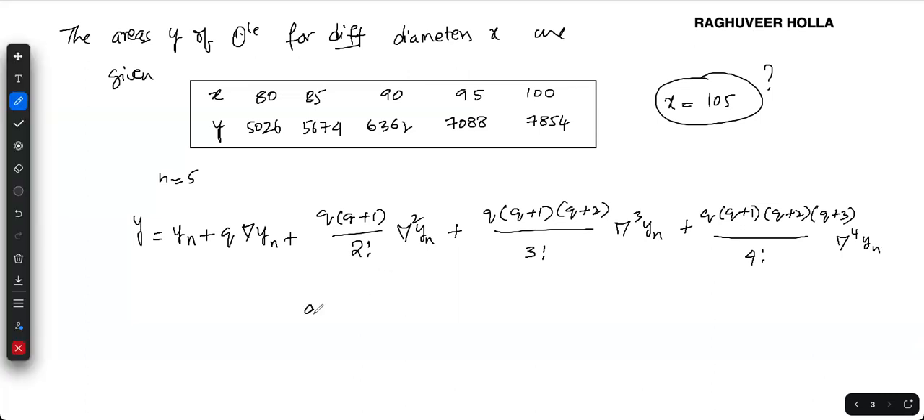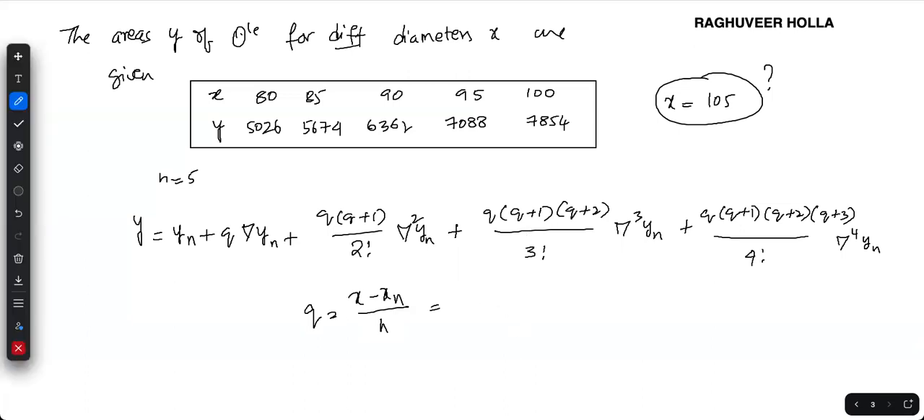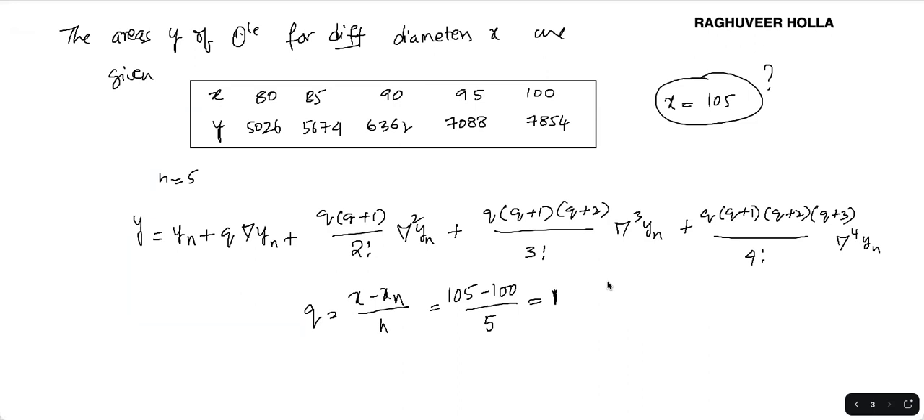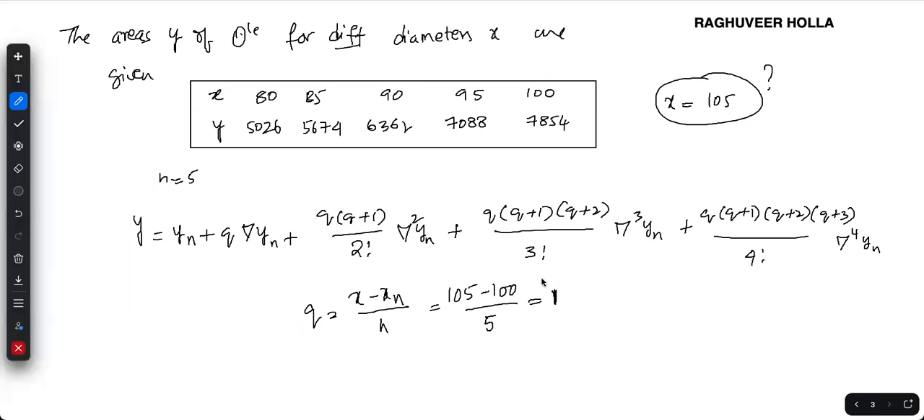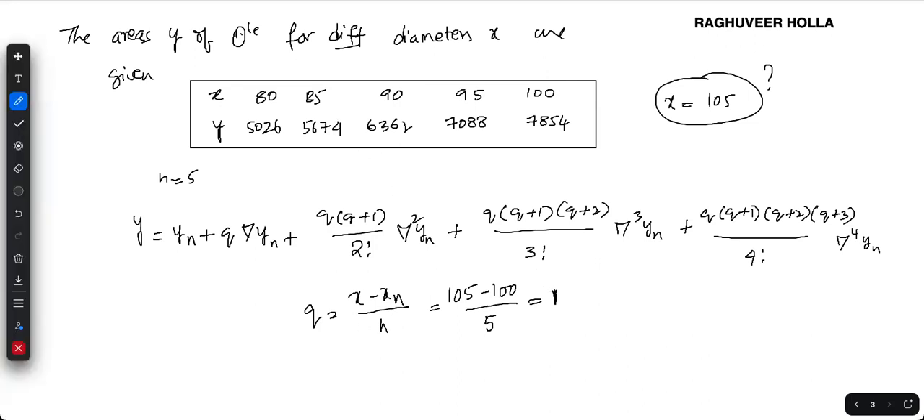So how do you find the q? Which is x minus x n divided by h. Try to solve this. Now let us find the difference table for this.